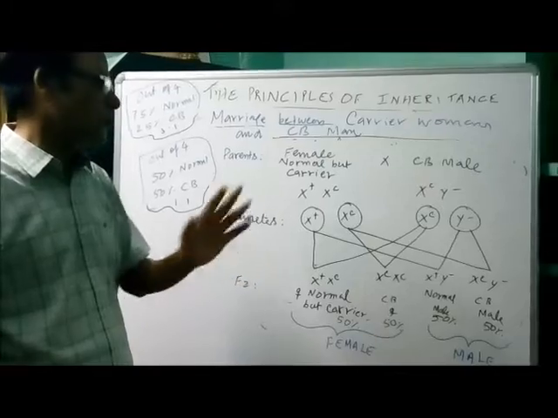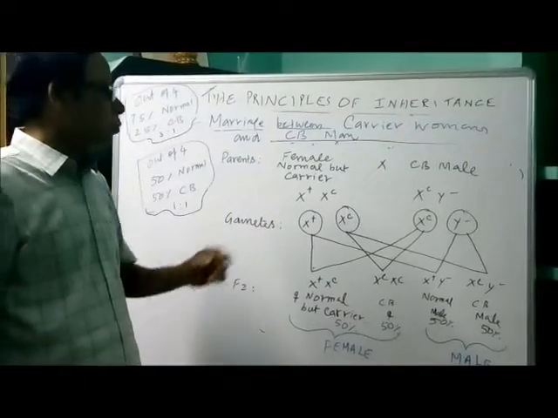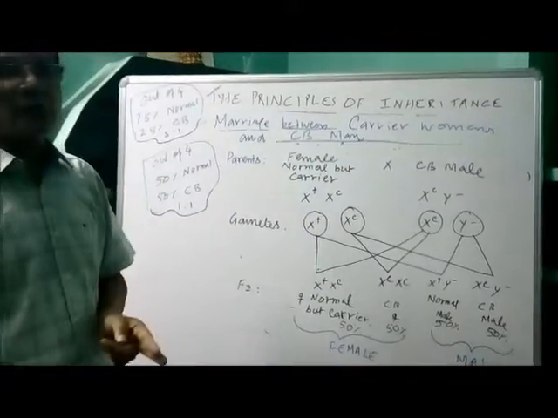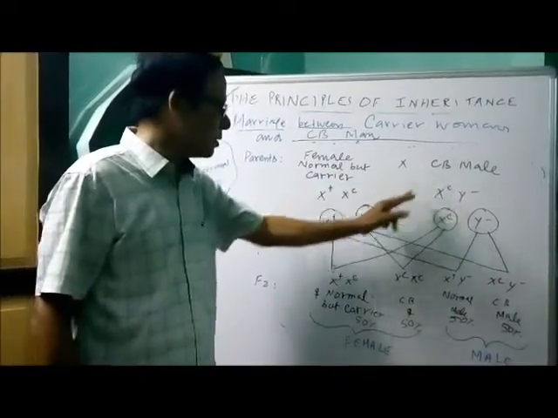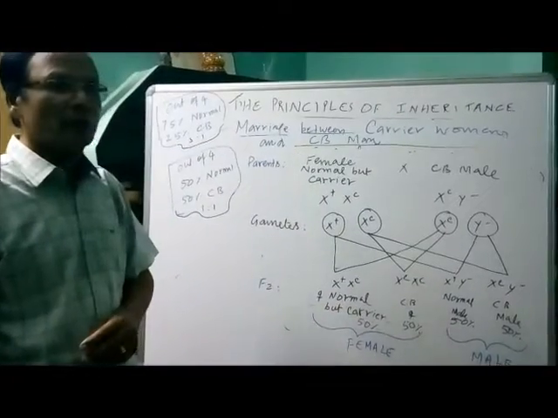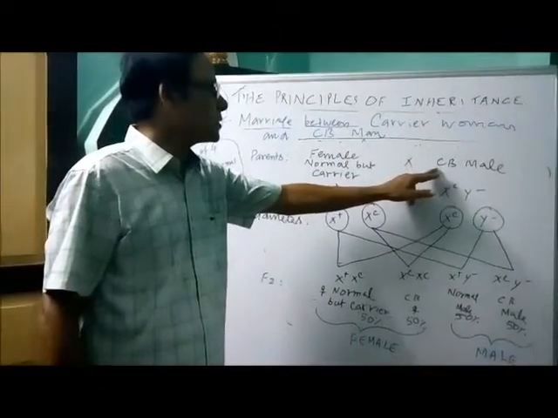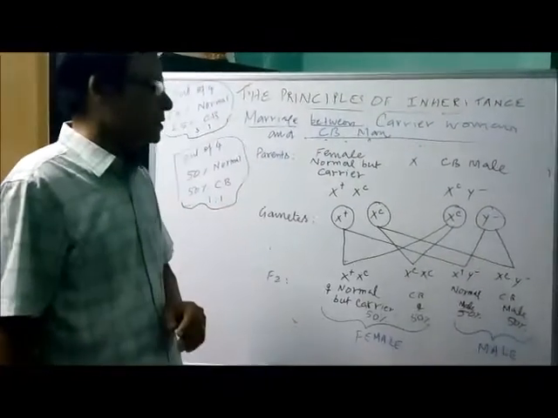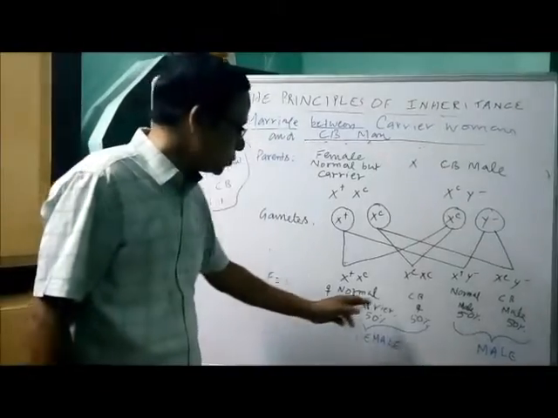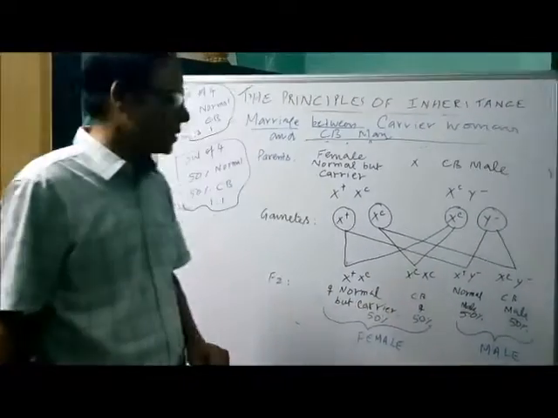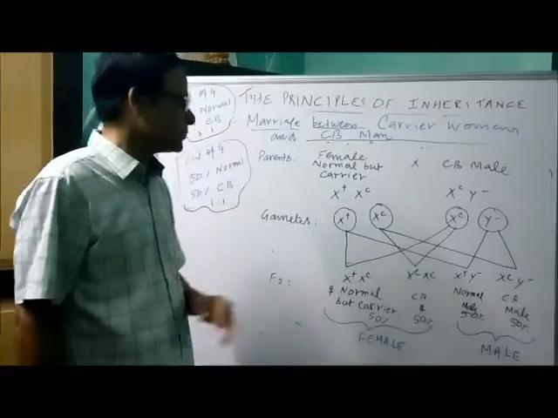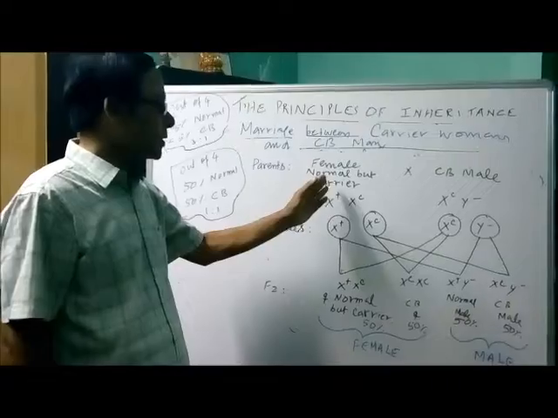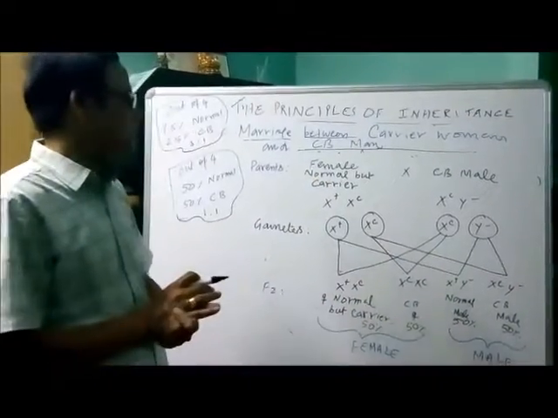Out of 2, 1 plus 1. Then, to know the daughters, you look at father. In the previous marriage, if father is normal, all the daughters will be normal. But in this case, father is colorblind. If father is colorblind and mother is carrier, definitely out of the 2 daughters, one is colorblind, another one is normal but carrier. Look at father to know the daughters, look at mother to know the sons. This is what is happening.